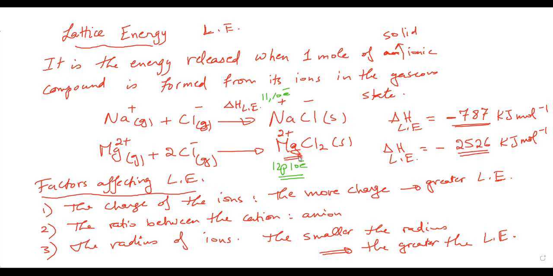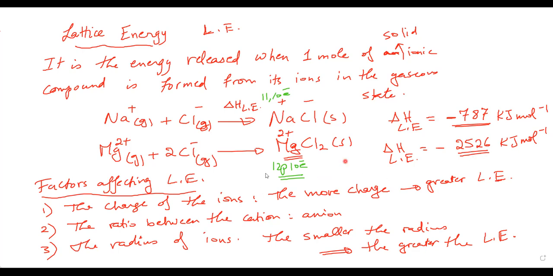the attraction force between the positive ions and the negative ions are very big. Okay, so this value indicates that the attraction between magnesium and chloride ions is much greater than the attraction force between sodium ion and chloride ion.